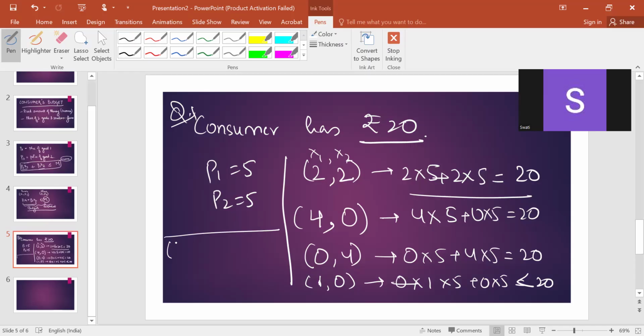Similarly, we can have other combinations. If we assume that the entire income is exhausted, then the combinations are, as we discussed, 2, 2, 4, 0, 0, 4, or 3, 1, 1, 3. Then we have other combinations, I guess that's all, because other than that, the income will not be exhausted, because the maximum quantity that the consumer can purchase of any of the goods is 4.